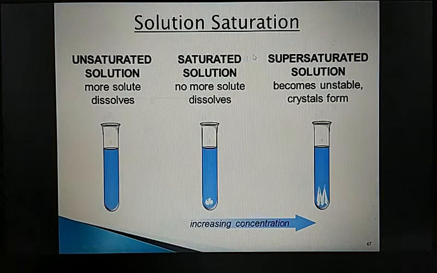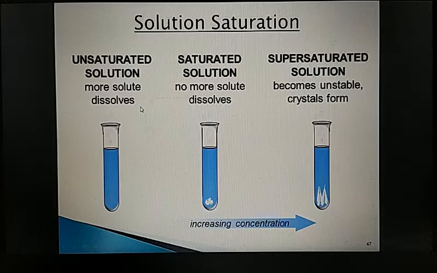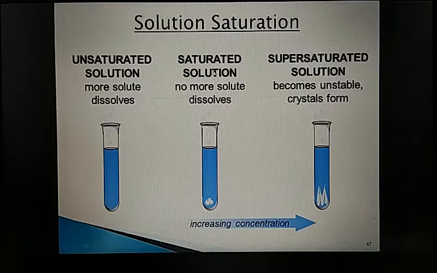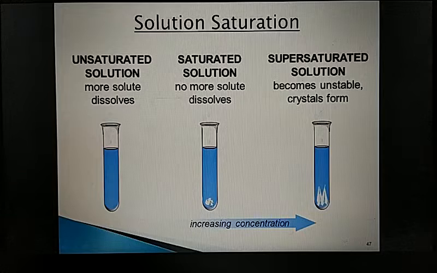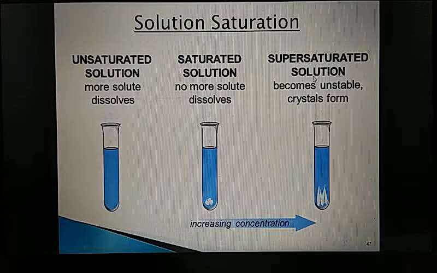So this is a diagram which shows solution saturation. First, you can see here, it's an unsaturated solution where more solute dissolves, whereas the second is a saturated solution where no more solute dissolves. As you can see here at the base, solid particles or the solute particles have settled down. That means they are not dissolving further after a certain limit. And this is a supersaturated solution.